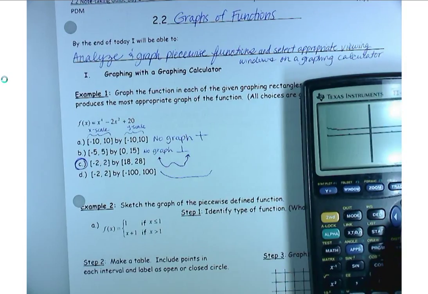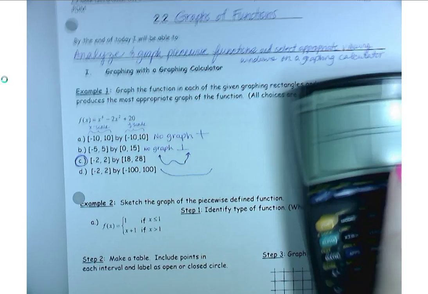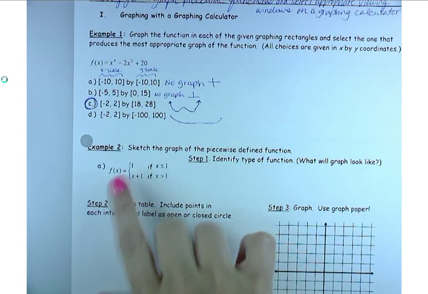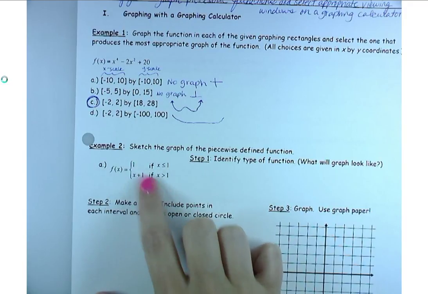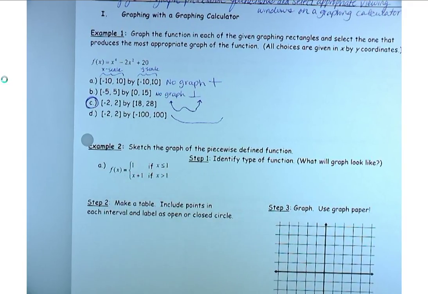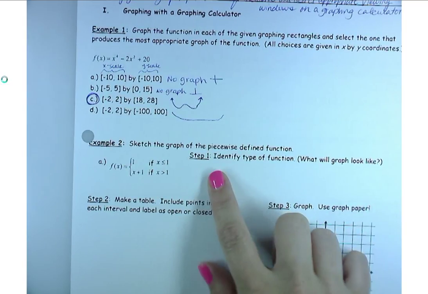Okay, questions for me on example 1? All right, let's go to example 2. For example 2, we are going to start sketching the graph of piecewise functions. For the piecewise function, you are given two different pieces. You have 1 if x is less than or equal to 1, x plus 1 if x is greater than 1. I wrote out the steps here for you.